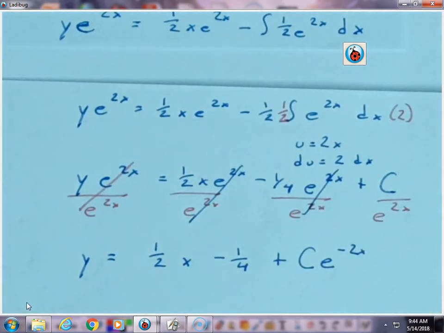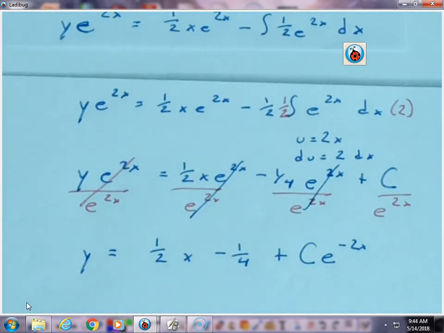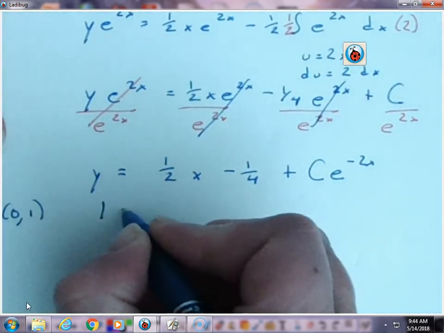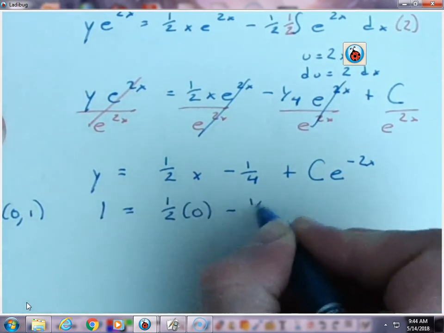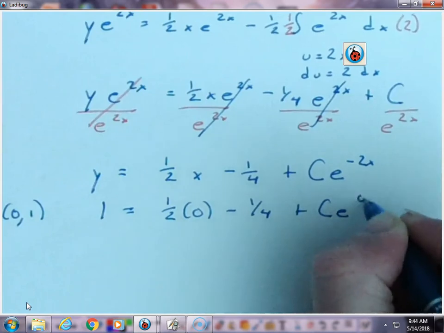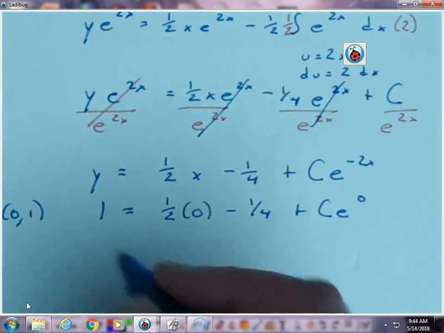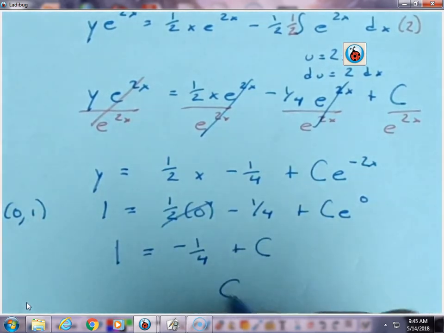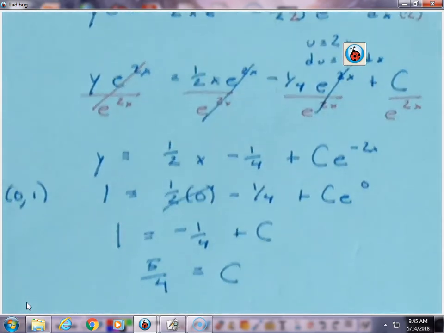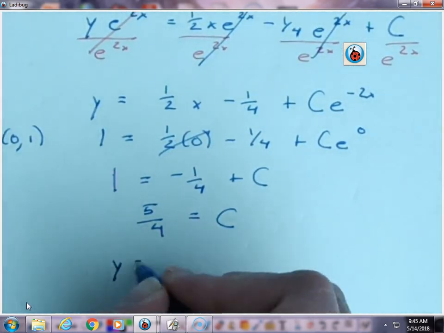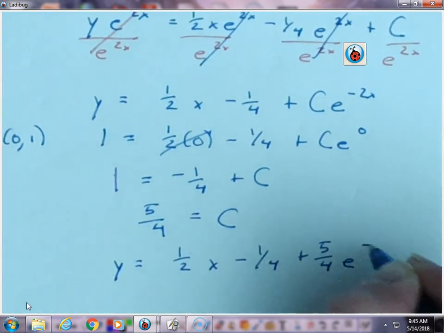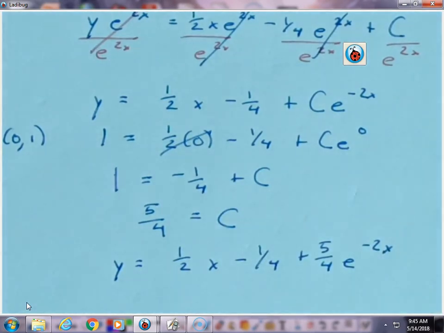And the last thing is we need to substitute in the point. It said find the particular solution that travels through 0, 1. Okay, so we go 0, 1. So we'd have 1 equals a half times 0 minus a fourth plus c e to the 0. So you have 1 equals negative 1/4 plus c. So c is 5/4. So you have a half x minus a fourth plus 5/4 e to the negative 2x.